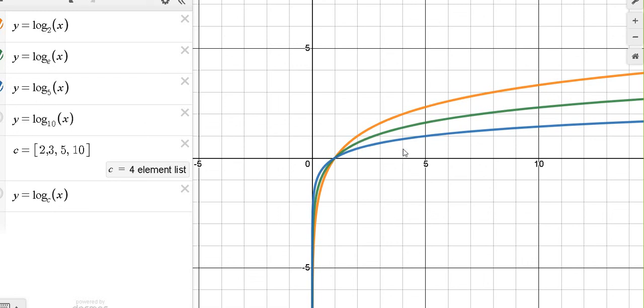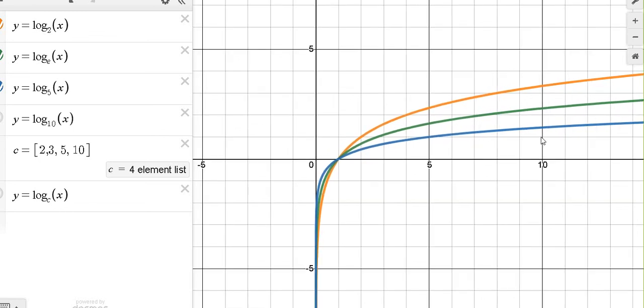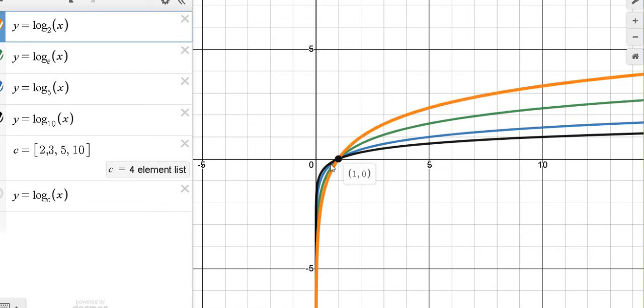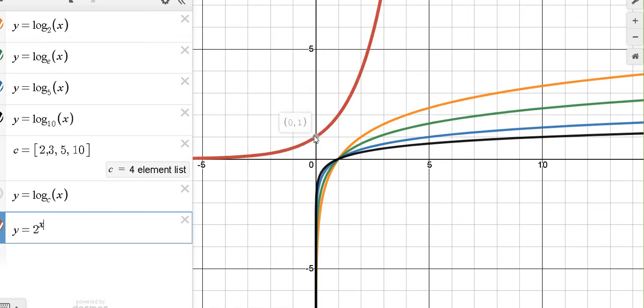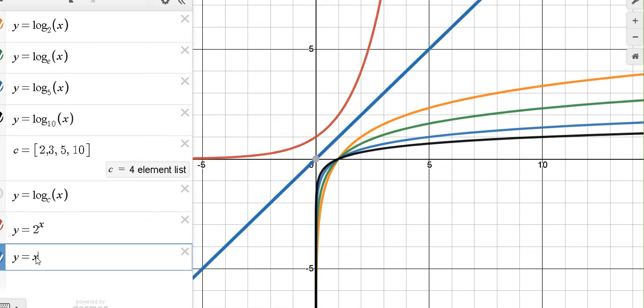10 is bigger than 5, so 10 should take even longer. And we can kind of figure that log base 10 of 10 is going to be 1. So that graph should pass through here, like that. Now, there's one feature in common of all these graphs, and that is that it passes through 1, 0. Right? Because remember, this is the opposite of our exponential graphs. And our exponential graphs, graphs like y equals 2 to the x, they're going to pass through 0, 1. Remember, they're mirror images of each other around the line y equals x.